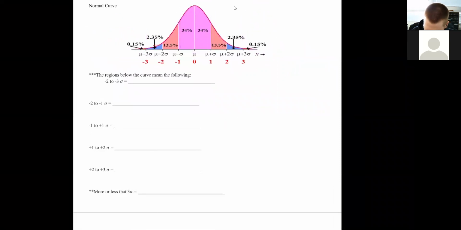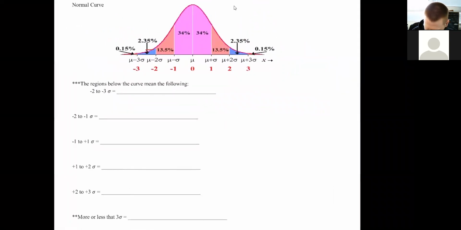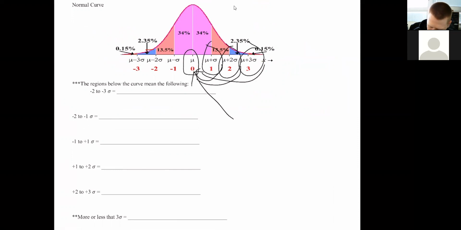But what we're going to be looking at with this normal curve is, basically, when you make your normal curve, you always put your average in the center, and then you add your standard deviation as you go this way. Like this would be 1 standard deviation to the right, 2 standard deviations, 3 standard deviations. And on the other side, you go down: down 1 standard deviation, down 2, down 3 standard deviations.